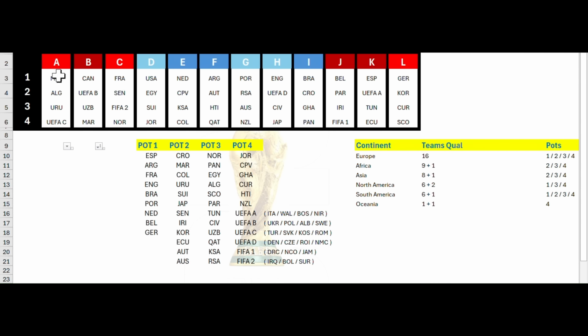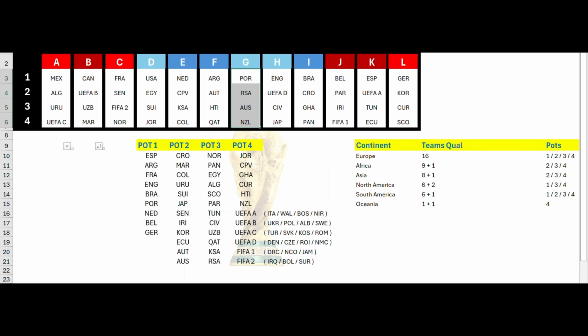And that's a draw. Let's recap it. Group A, Mexico, Algeria, Uruguay, UEFA C. Group B, Canada, UEFA B, Uzbekistan and Morocco. Group C, France, Senegal, FIFA playoff winner 2 and Norway. Group D is the USA, Egypt, Switzerland and Jordan. Group E, Netherlands, Cape Verde, Saudi Arabia and Colombia. Group F, Argentina, Austria, Haiti and Qatar.